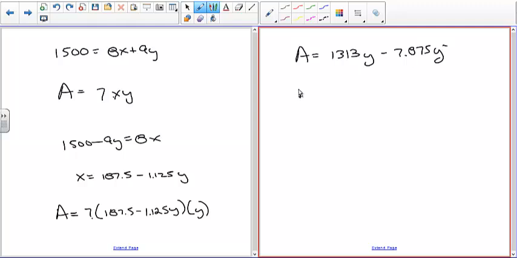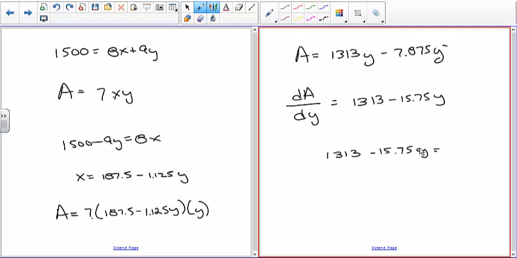And then you take the derivative of this with respect to y. So you'll get 1,313 minus this doubled, because you get the 2 from the exponent, which is 15.75y. You set that equal to 0. In this case, you've only got one solution. Solve for y, you'll get 83.4 feet. And then you plug that back into here. So you get 187.5 minus 83.4 times 1.125, and that gives you 93.7 feet.